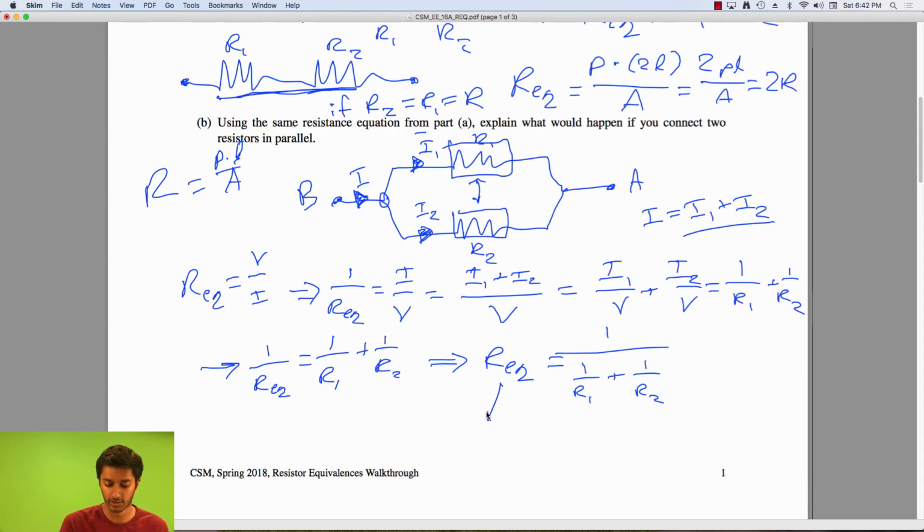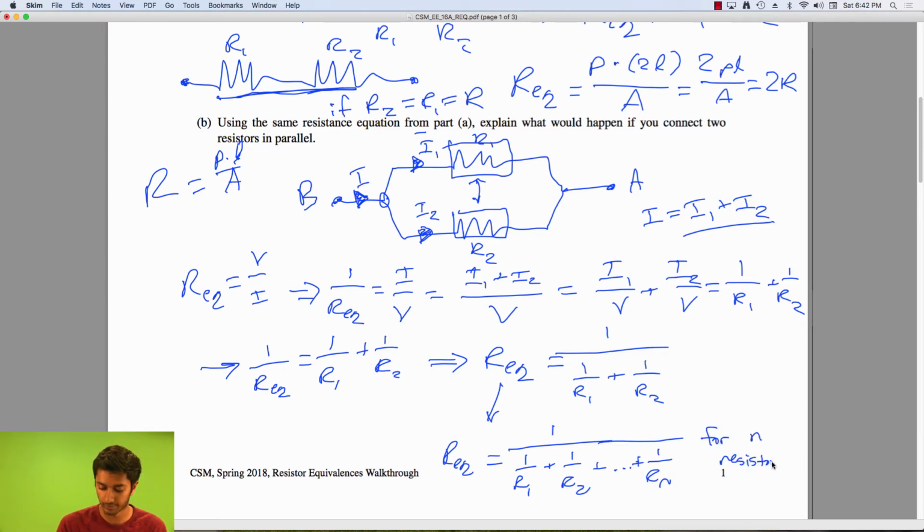Going back to this equation, our general form is Req equals 1 over (1 over R1 plus 1 over R2 plus ... 1 over Rn) for n resistors. And that's the end of part B.